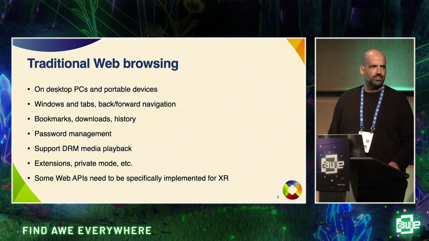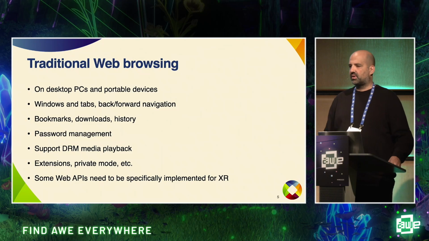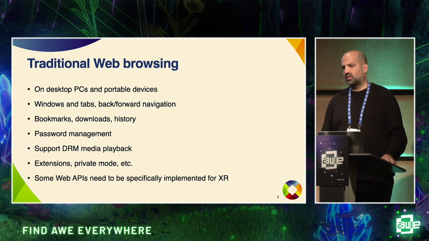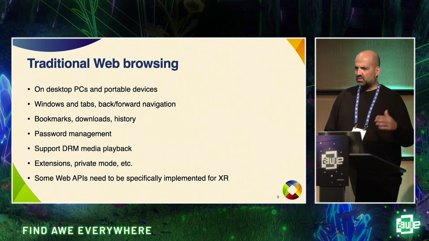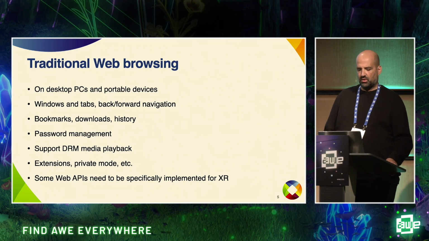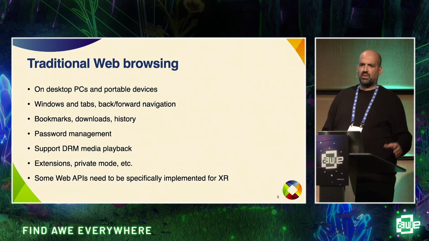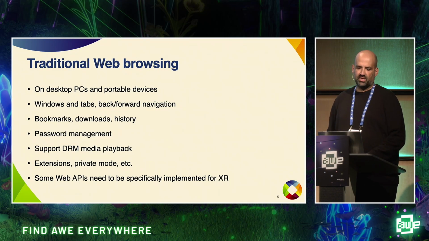As you all know, the expectation of a user that comes from PCs and portable devices is quite high, right? Nowadays, browsers are big applications that implement many things. So the first thing in the XR space is to emulate all that, like all the basic support for windows, tabs, bookmarks, extensions like ad blockers, private mode, anything you can think about. Of course, video playback with DRM. And all that requires quite a big effort, and some web APIs you need to specifically implement for XR, right? So I'll be showing also some videos of how this looks like in the case of Wolvic.